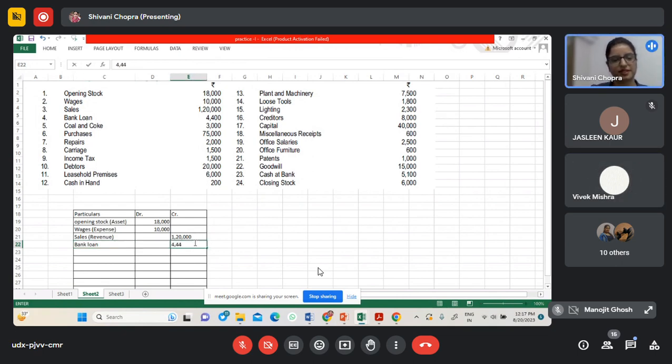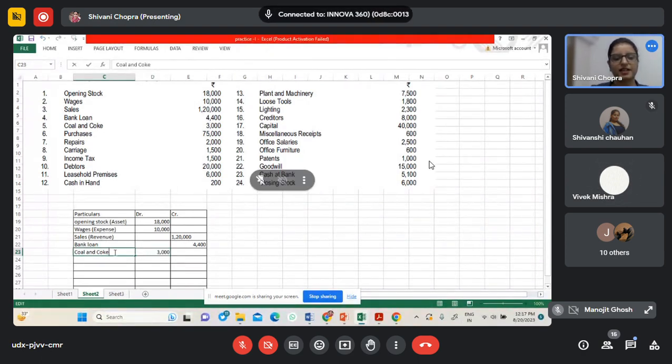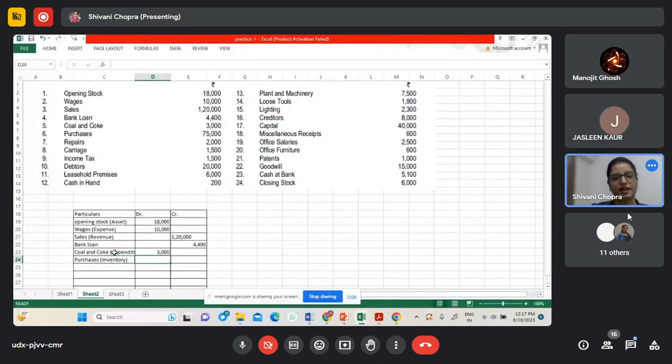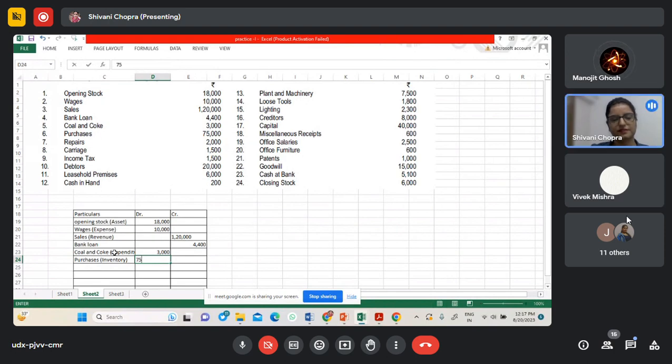You'll credit it. And then you have this coal and coke. Asset. Coal and coke is an asset. Asset. It indicates expenditure on coal and coke is not asset. It indicates expenditure on power or fuel. That's the reason why I've taken it. Purchases indicate what? Asset. Asset, right? 75,000.